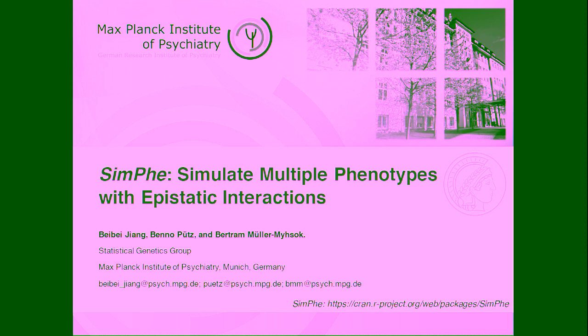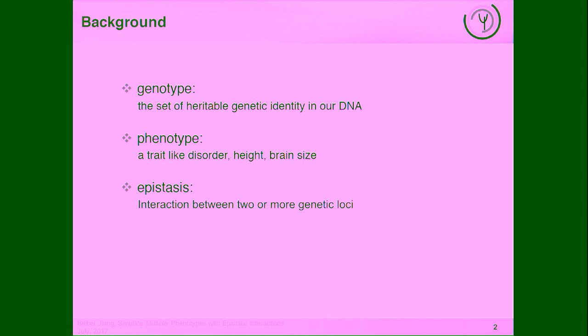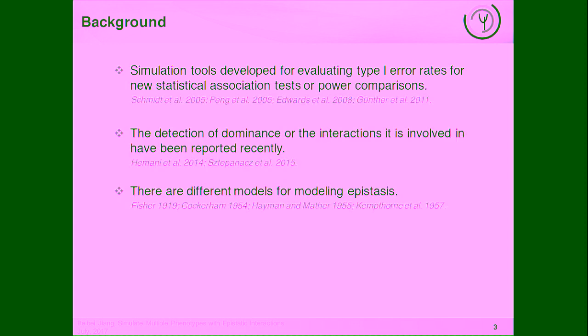So in case some of you are not familiar with genetics, I would like to show you a very simple background of this. So first, the genotype is the set of the heritable genetic identity in our DNA, and phenotype is a trait like body height or brain size, and epistasis here means the interaction between two or more genetic loci.